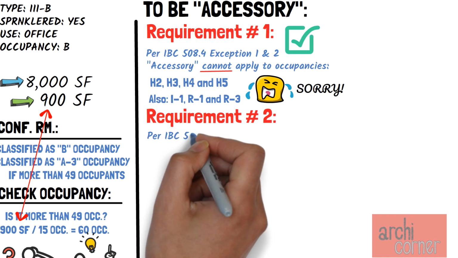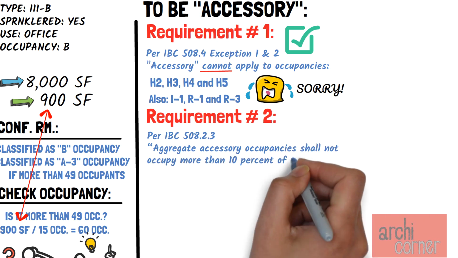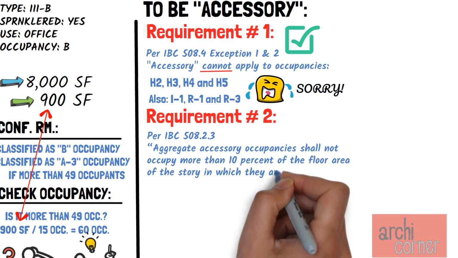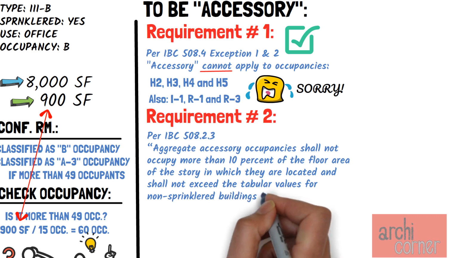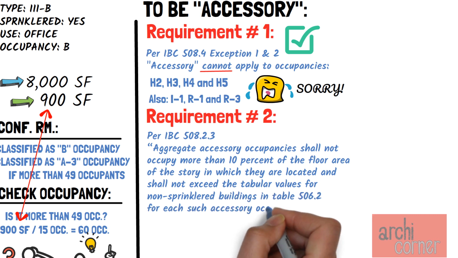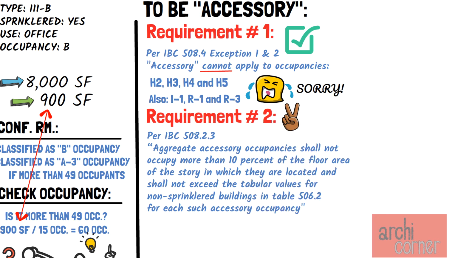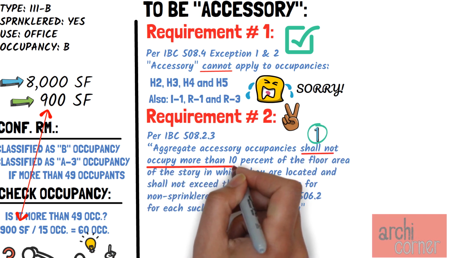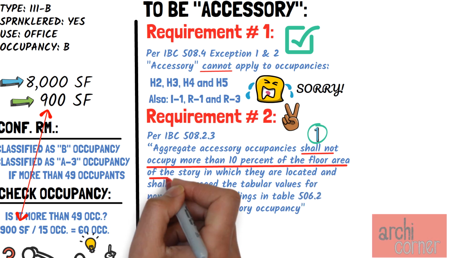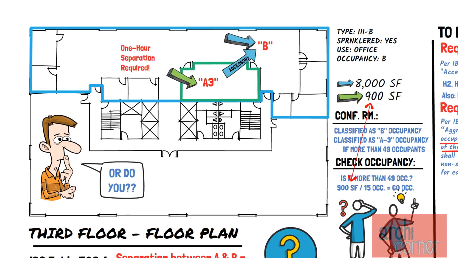Section 508.2.3 states, aggregate accessory occupancies shall not occupy more than 10% of the floor area of the story in which they are located, and shall not exceed the tabular values for non-sprinklered buildings in Table 506.2 for each such accessory occupancy. So, in essence, two things must happen. Let's start with the first one. It cannot occupy more than 10% of the floor area of the story. In our example, our conference room is 900 square feet, and our suite is 8,000 square feet.